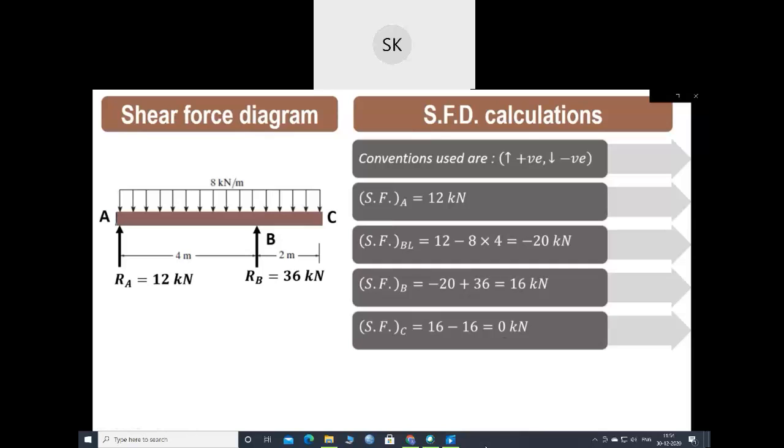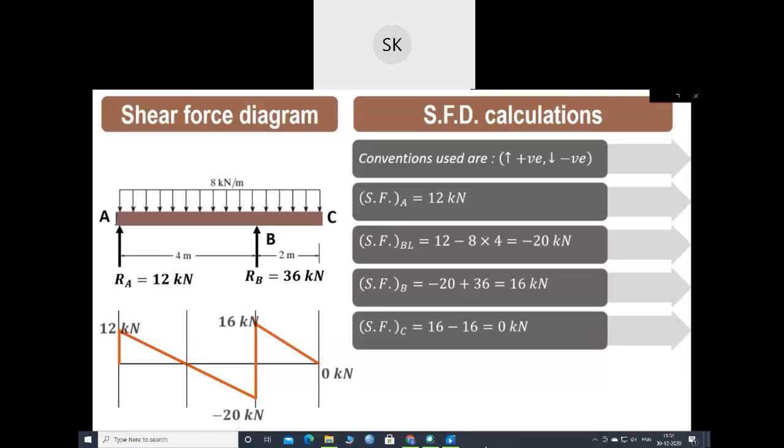So let us draw this shear force diagram using these particular values. So first we'll draw the baseline. Then at A the shear force is 12 kilonewton. Then it decreases to minus 20 kilonewton. Then at point B it is 16 kilonewton and again reduces to 0. So these are the various values which we have indicated over here.